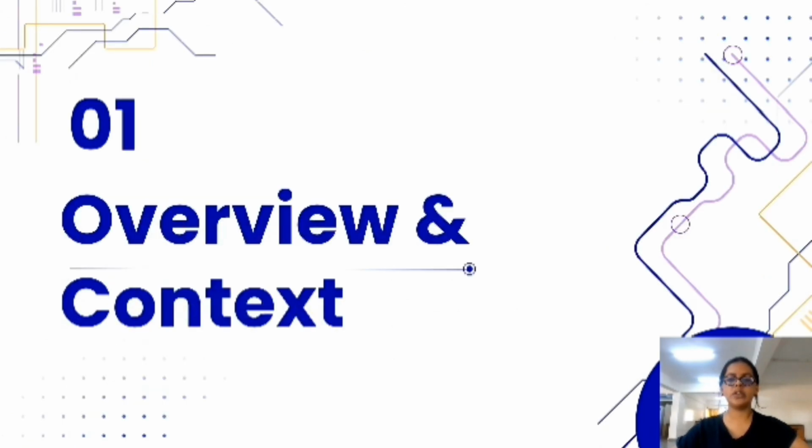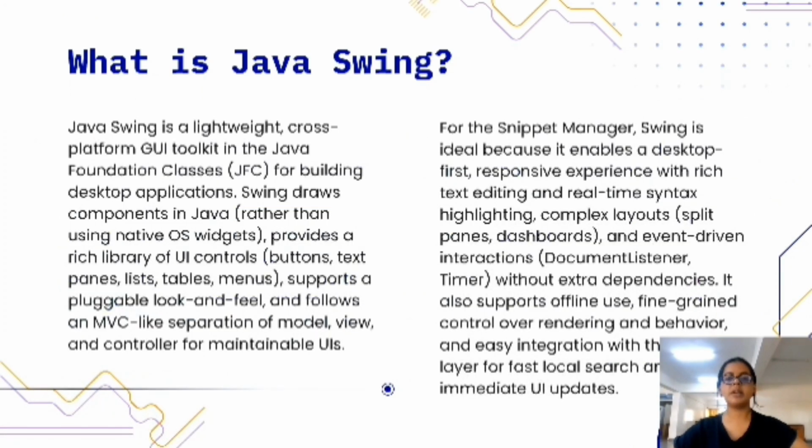So this section introduces the basic concepts and the problem we are trying to solve. First, let's begin with what is Java Swing. Java Swing is a graphical user interface toolkit which is used to build desktop applications in Java. It provides components like buttons, text fields, tables, and menus. In this project, Swing is used because it supports rich user interfaces, it works offline, and provides fast interaction.